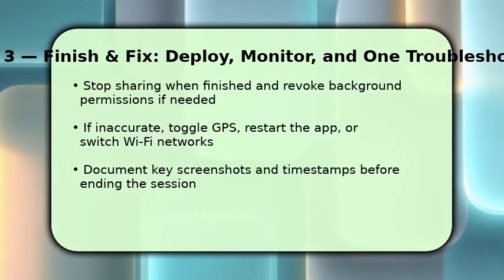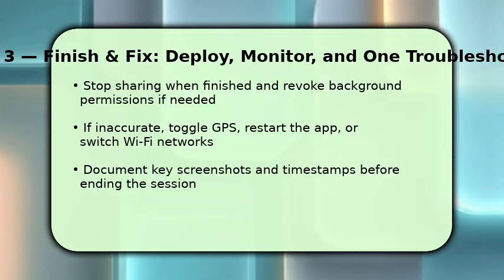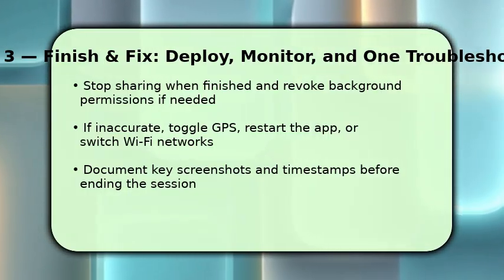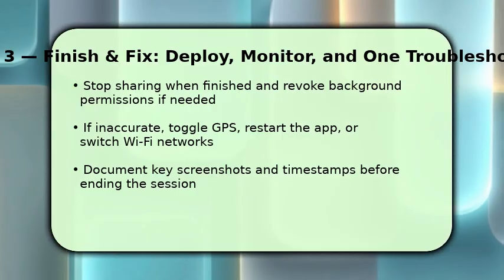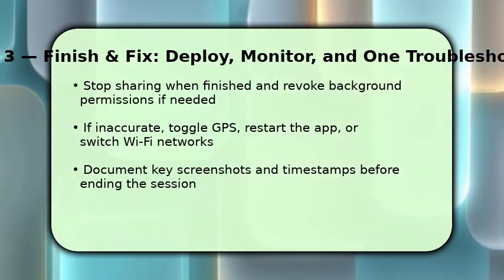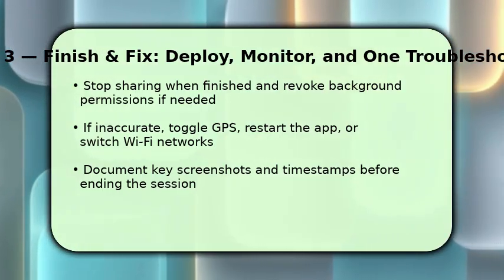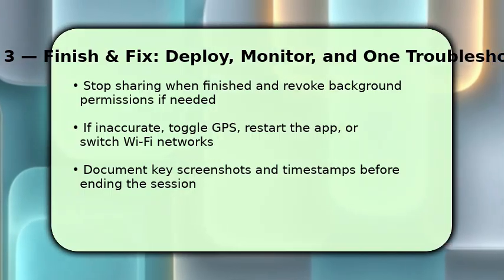If the map is inaccurate, first toggle GPS off and on, then restart the app. Next, try switching Wi-Fi networks or enabling airplane mode briefly to force a new fix. Make sure to capture screenshots with timestamps before ending the session.